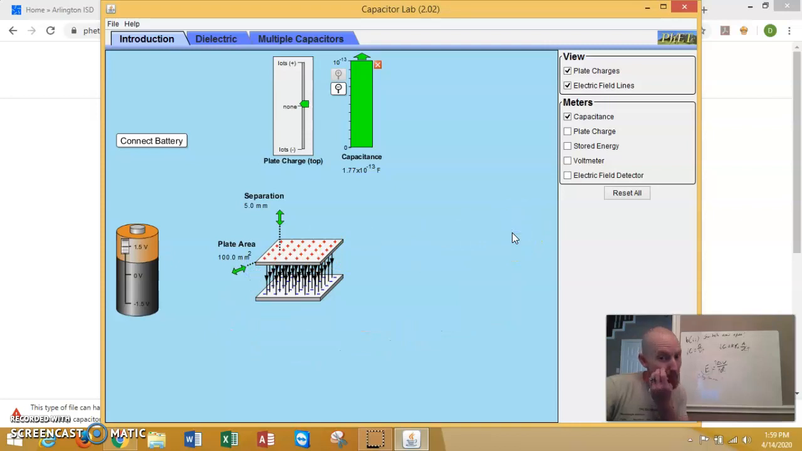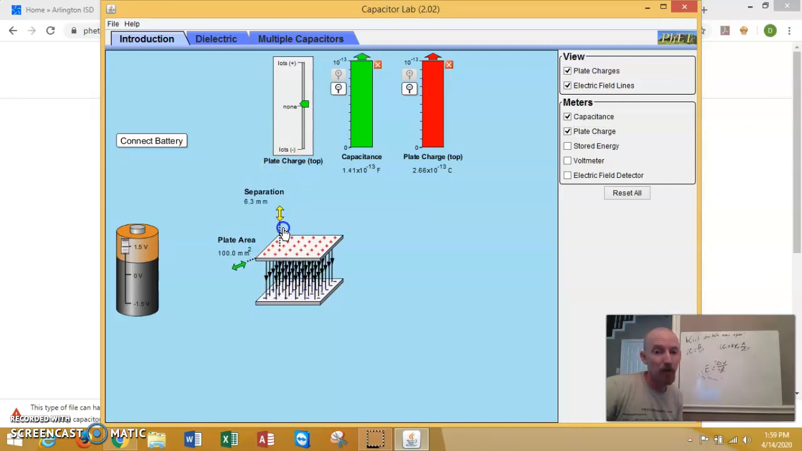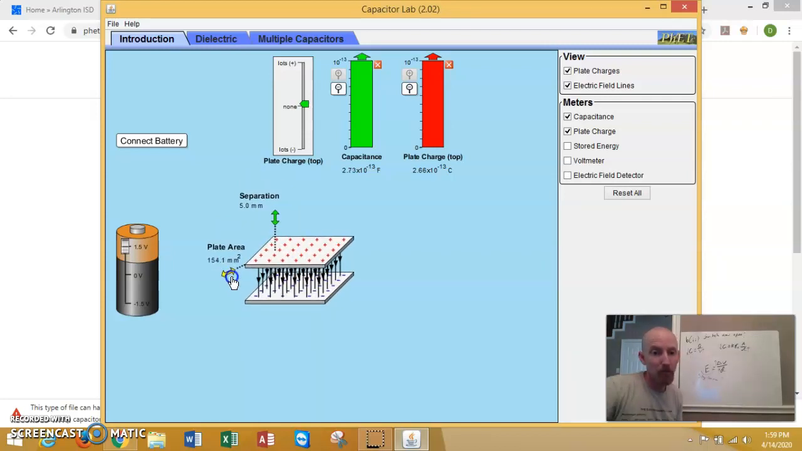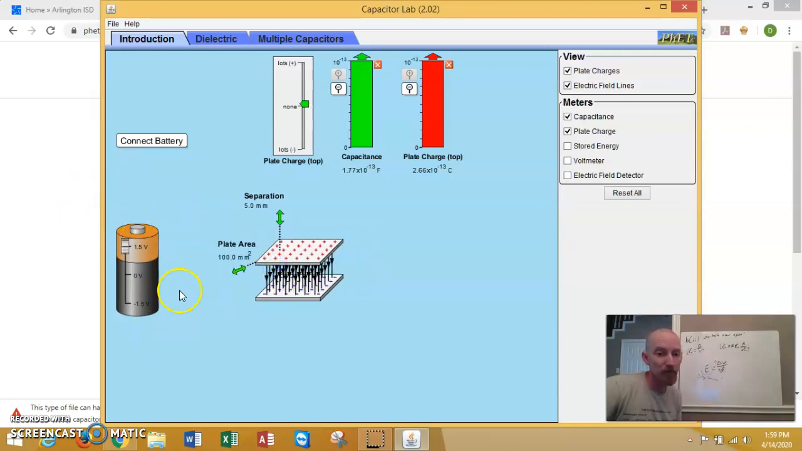They may not ask that, but they might ask about charge. So let's look at plate charge. What happens if we separate these plates? What happens to the charge? Nothing. Plates are already charged. What if I make them bigger? Nothing. Plates are already charged. The only thing that can charge things is the battery. So charge stays the same.